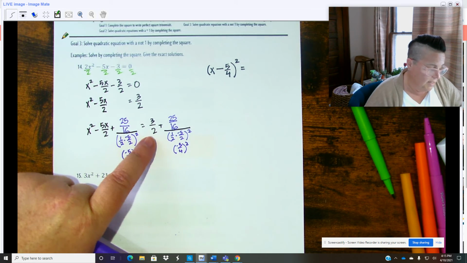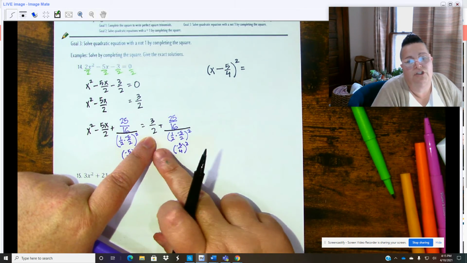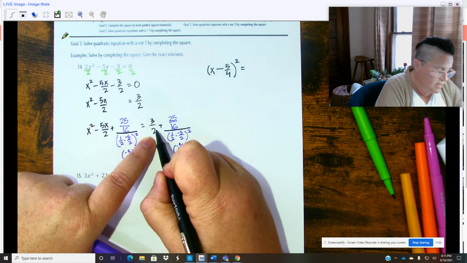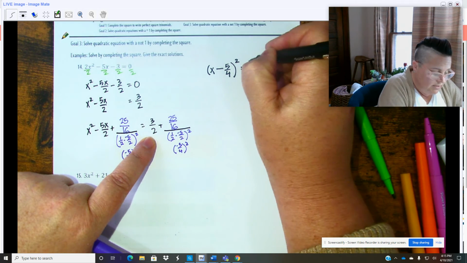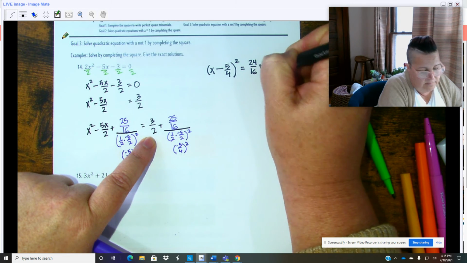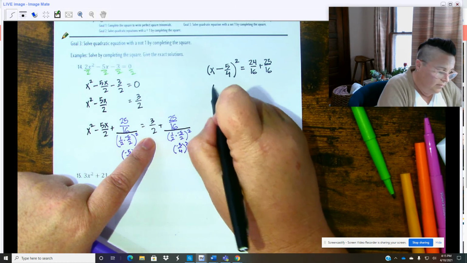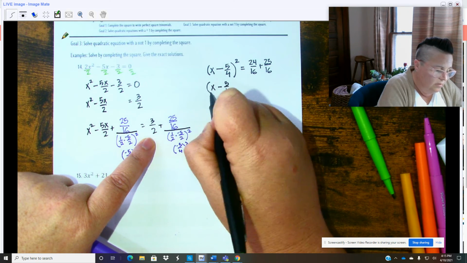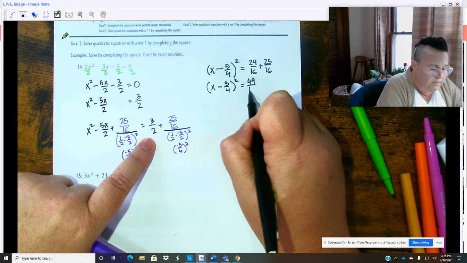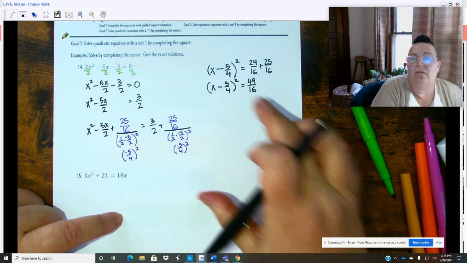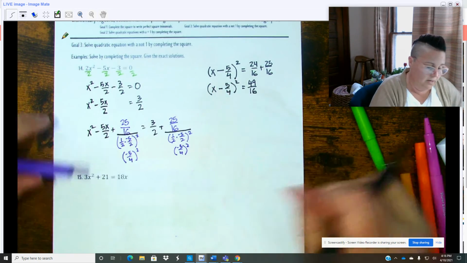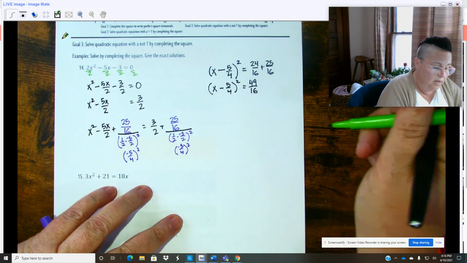On the right side, I need to get a common denominator. So for 2 and 16, the common denominator is 16. I need to multiply the denominator by 8 and 3 by 8. So that's going to be 24 over 16 plus 25 over 16. So this will give us x minus 5/4 squared, not messing with that yet, is 49 over 16. Now that I have this as one number, and I also have the left side as one entity squared, I can take the square root of both sides.